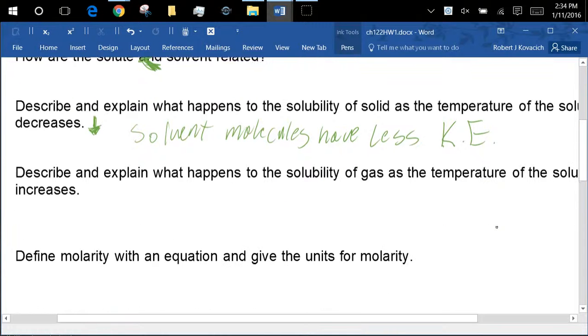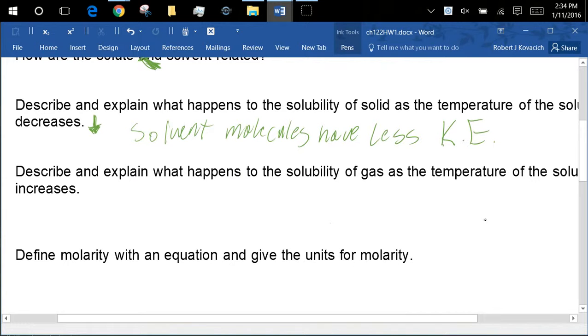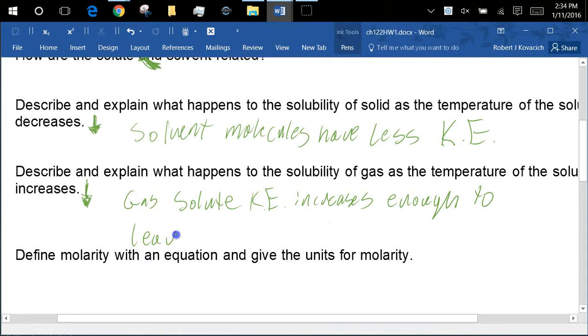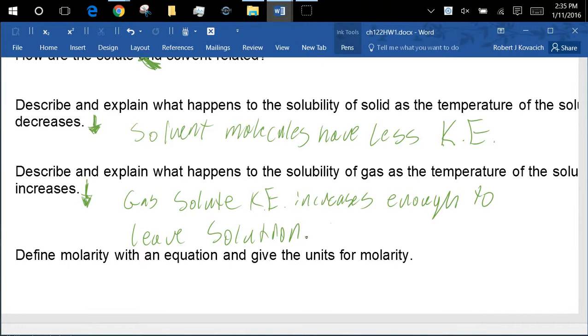How about solubility of a gas as the temp increases? It's inverse. Okay, so as my temp goes up, my solubility is going to also drop in this case. So for gases, it's the opposite. And what's the reason behind that? So the gas solute molecule's kinetic energy is increasing along with the solvent molecules, but in this case, the solute molecule can just leave as a gas, so it does.